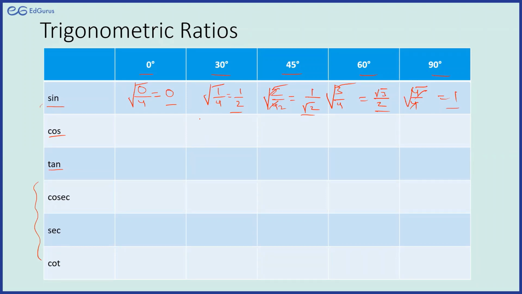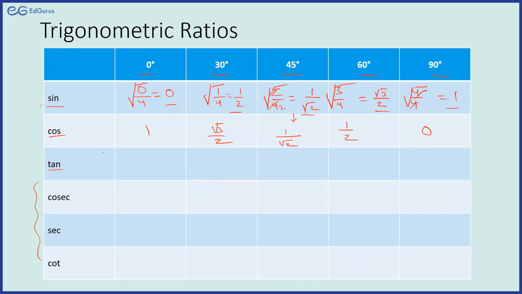Now cos is nothing but write these values in opposite order. So 1 comes at this place, root 3 by 2. This as it is goes down, 1 by root 2. 1 by 2 comes here, 0 comes here. So you got all your cos values.